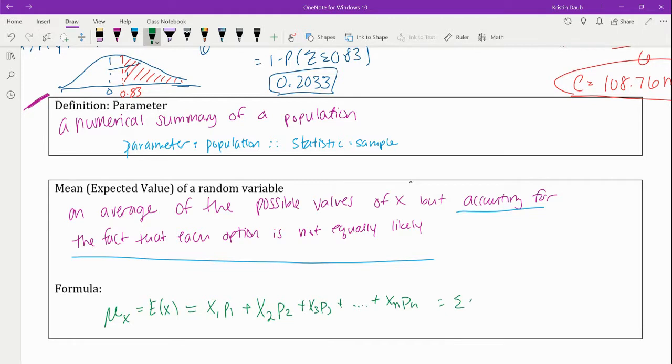So this would be like a summation, every x value times its corresponding probability. This is the formula, but really what you're doing in words is you're multiplying each value by its probability and adding them together.